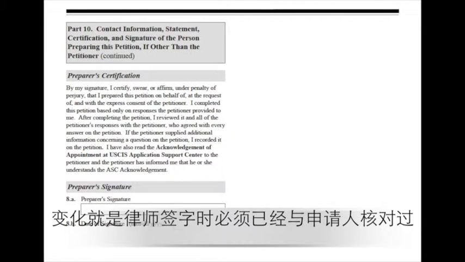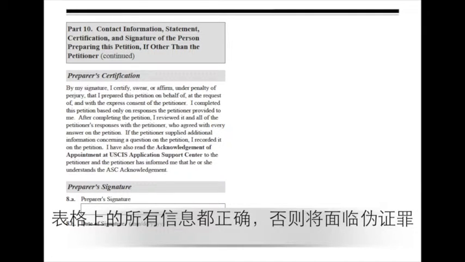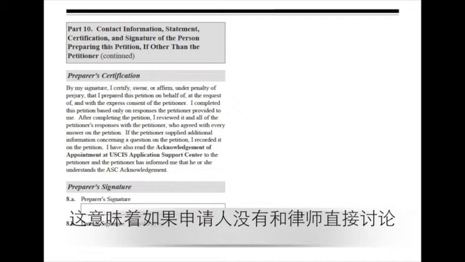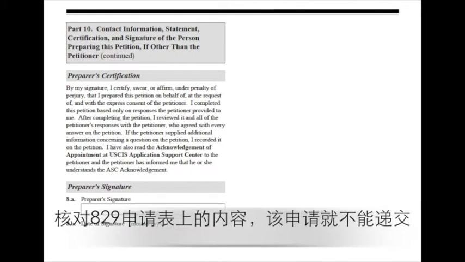The change that we see is that the investment immigration attorney is going to be signing under penalty of perjury that they have reviewed the entire form with the applicant and that you or your client has agreed that every answer in the petition is correct. This means that no 829 can be filed unless you are speaking directly with the preparer, who is the attorney.